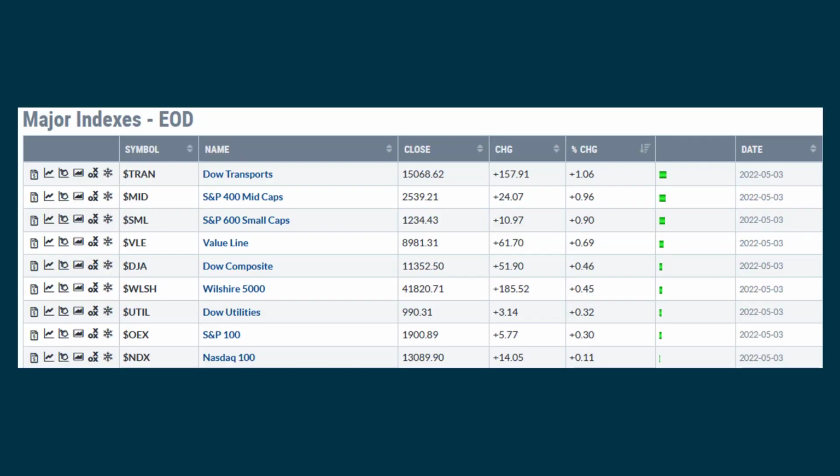As far as the day session, I'm also including a few more charts. These are the end-of-day indexes that we can look at, just to show the transports, the mid-caps, the small caps, the Value Line. There's also a broad-based index. I don't use that as much. I used it more in the past. The Dow Composite, which I often show a chart, the Wilshire, the Dow Utilities, the S&P 100, the NASDAQ 100. These are indexes outside of the S&P 500 that we also want to keep an eye on.